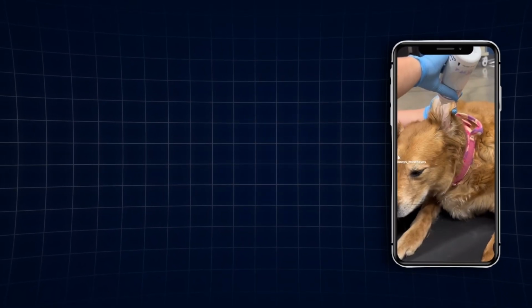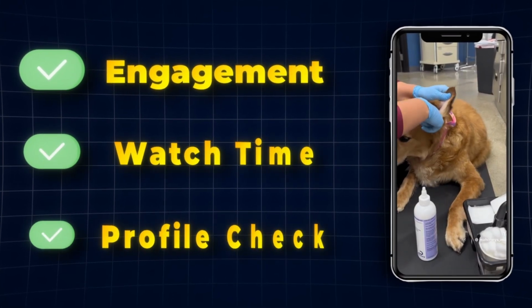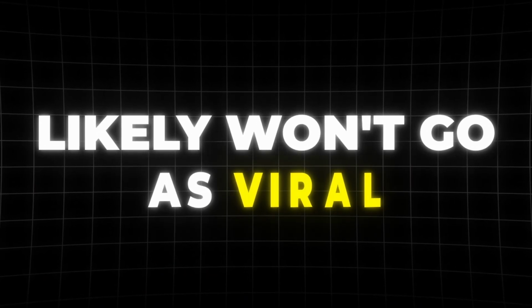However, if you make a video about how to properly clean a dog's ears, and it gets a similar amount of engagement and watch time in comparison to the puppy video, it may go viral, but there's a good chance it likely won't go as viral. And the reason for that is because a lot less people are interested in how to clean a dog's ears in comparison to a cute puppy.